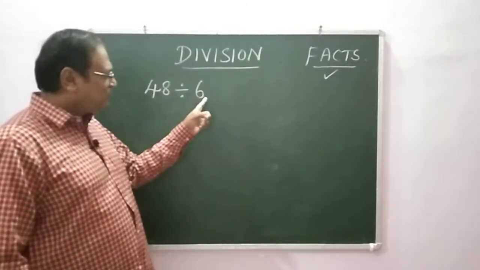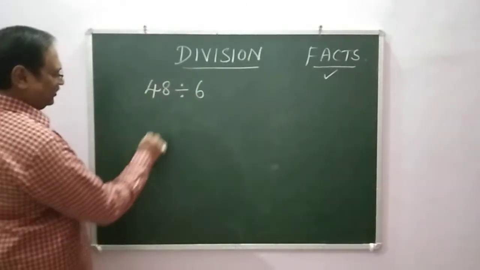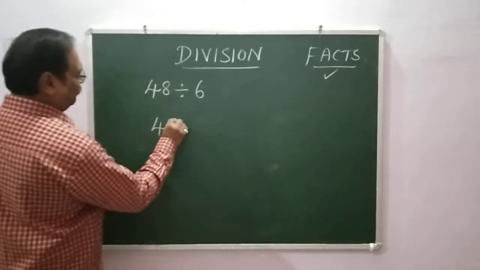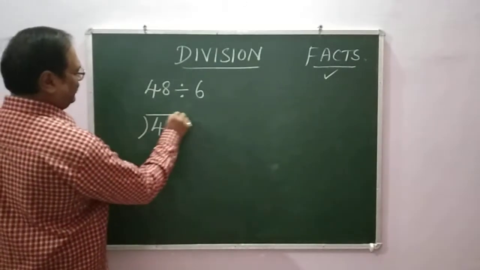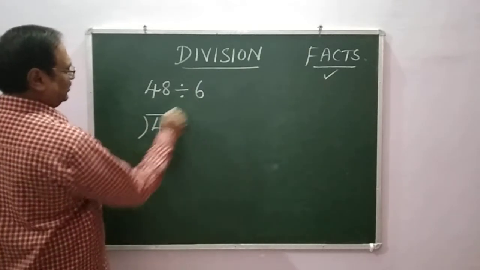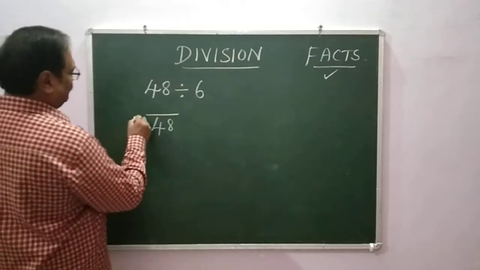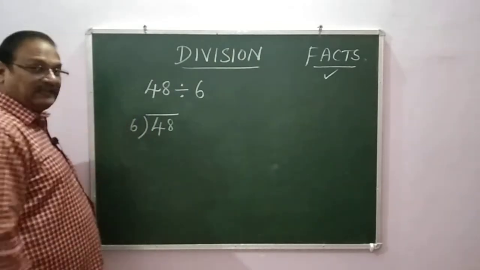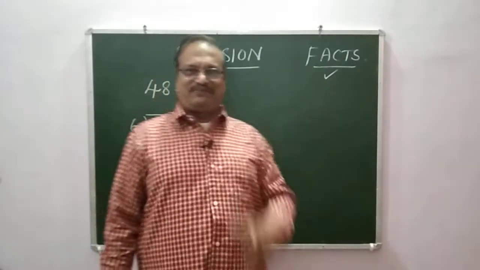48 divided by 6. See what I am doing. 48, put a curve, put a straight line above, a bar above. 6, we are going to divide it by 6. We should tell the 6th multiplication table.